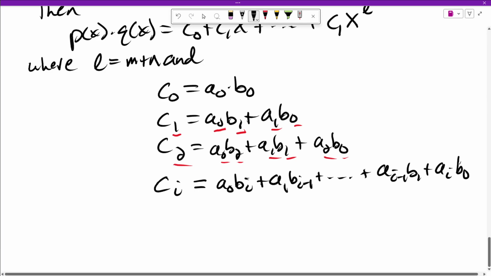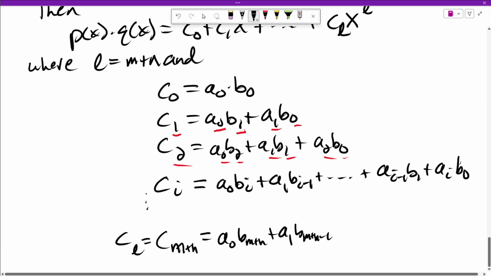It's the same pattern, but it's just a general i now. And in particular, when you stop, you're going to stop at c_{m+n}, because that's our c_L. L is m plus n. And that's going to be a0 b_{m+n} plus a1 b_{m+n-1}, and so on, a_{m+n-1} b1, a_{m+n} b0. So that's what the coefficients are.